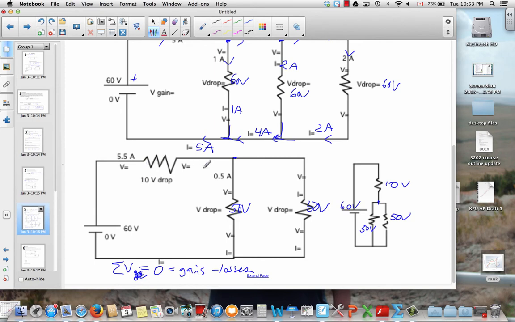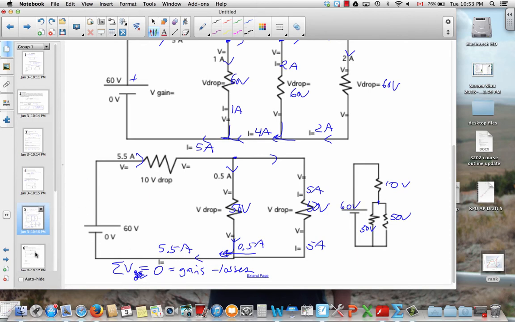That's the loop law. Current we can fill in fairly quickly, 5.5 amps there. Half an amp going down means that 5 amps must be going around the end here. That 5 amps is going to recombine with the half amp flowing down this way. Half plus 5 gives again 5.5 amps flowing back through the cell.